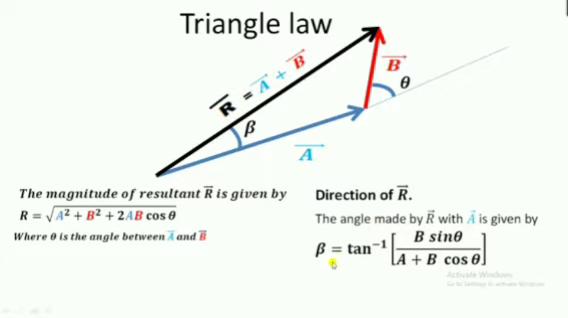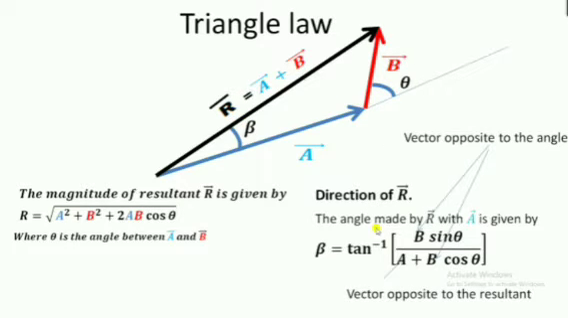And in this expression, to find the angle, out here and out here, we'll write the vector which is opposite to the angle. So out here you can see B is the vector which is opposite to the angle, and out here we write the vector which is opposite to the resultant vector. So out here you can see this A is opposite to the resultant vector, so out here we'll write A, and at these two points we'll write this vector. So using these two expressions we can find the magnitude and direction of the resultant vector.